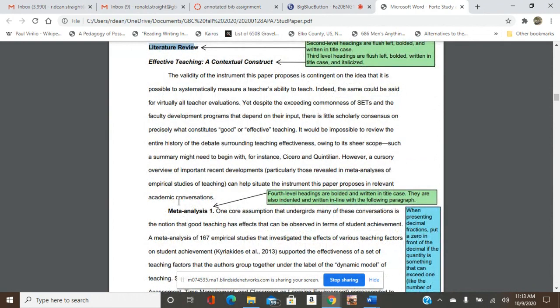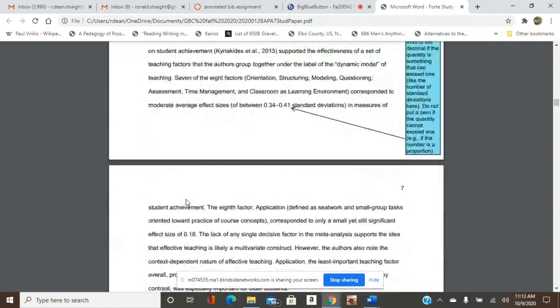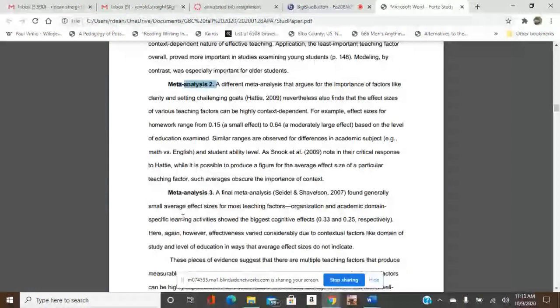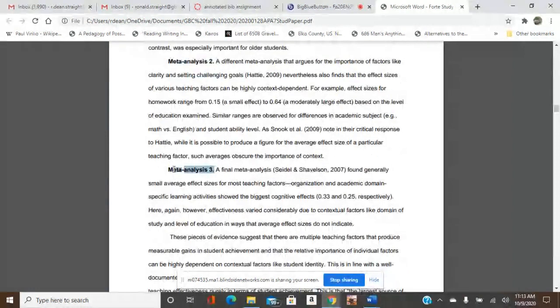And then if you look a little further down, we have this meta-analysis, this fourth level heading that's bold. It's title case still with a period after it, but it's inset. That might be something for like a genre analysis where I would have said rhetorical purpose, rhetorical situation, because then I could do the next one as audience. So instead of meta-analysis 2, I might do audience. Instead of meta-analysis 3, I might have done, I don't know, exigency. You know what I'm saying?